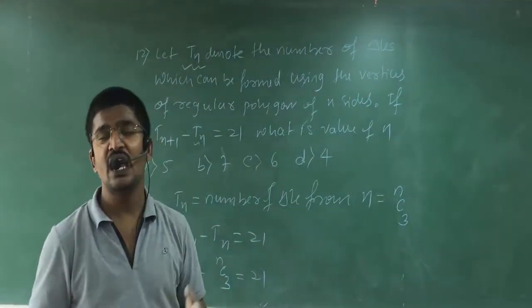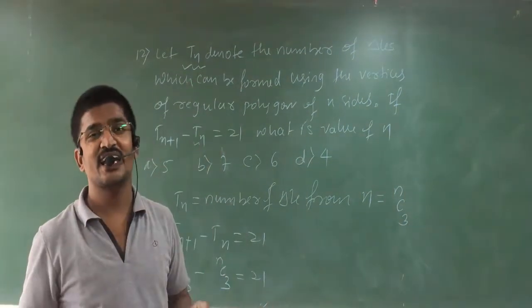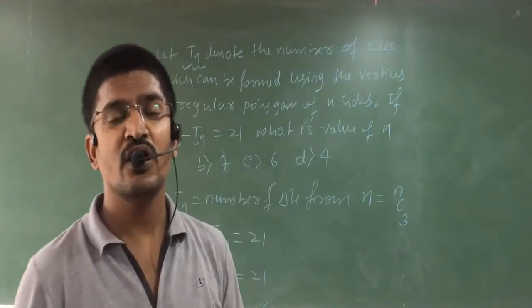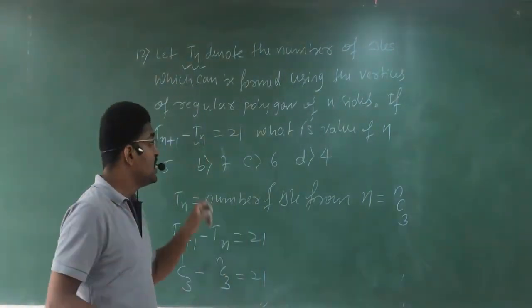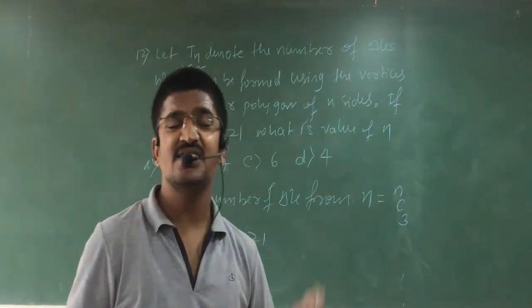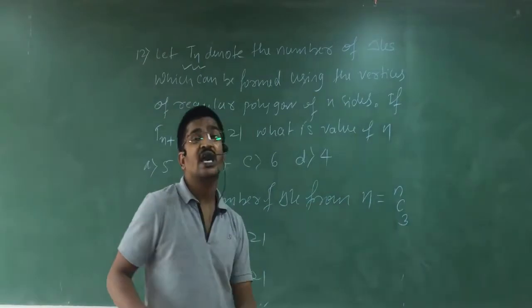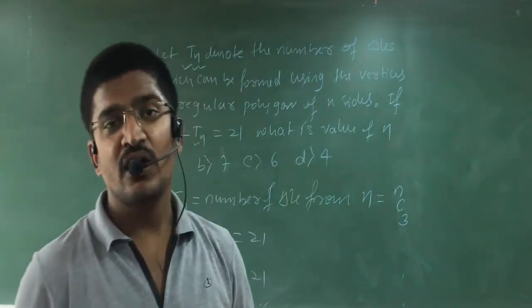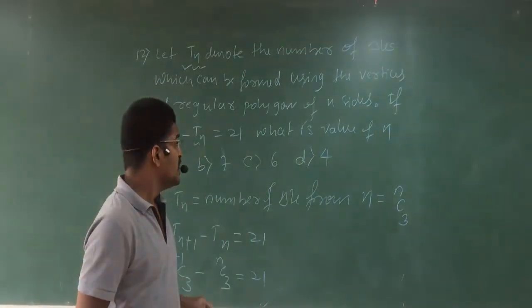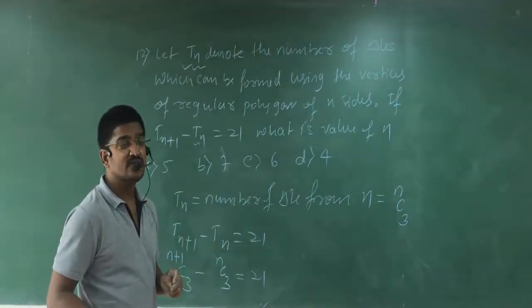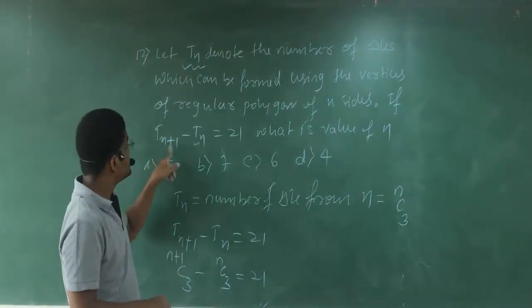Clear? Tn denotes the total number of triangles formed by n vertices of the polygon. That means Tn is the total number of triangles. The formula, as we all know, is NC3. The formula for the triangles formed by n points is NC3. So NC3 will be the total number of triangles formed. Therefore, Tn equals NC3. Then what is Tn plus 1?